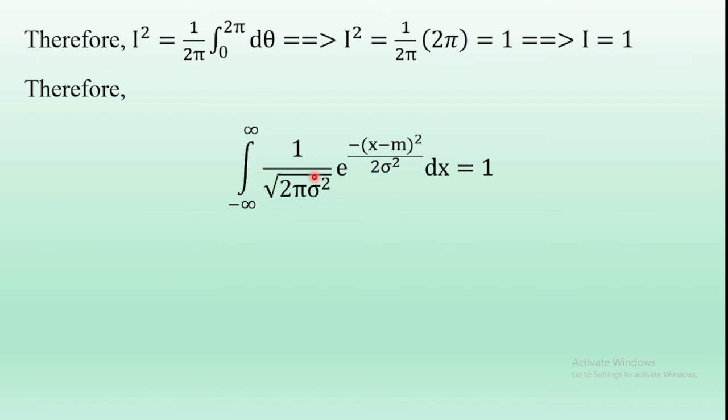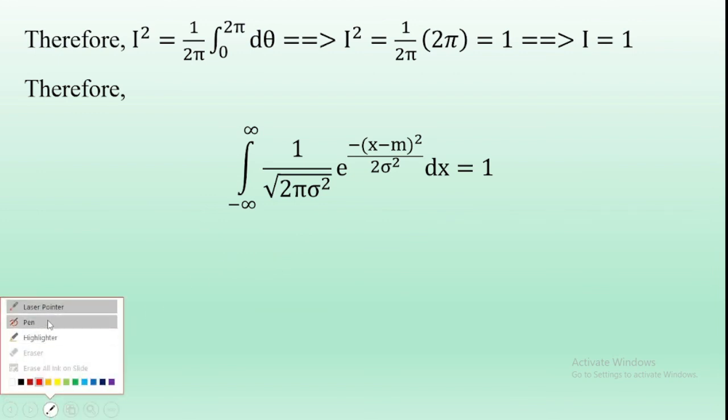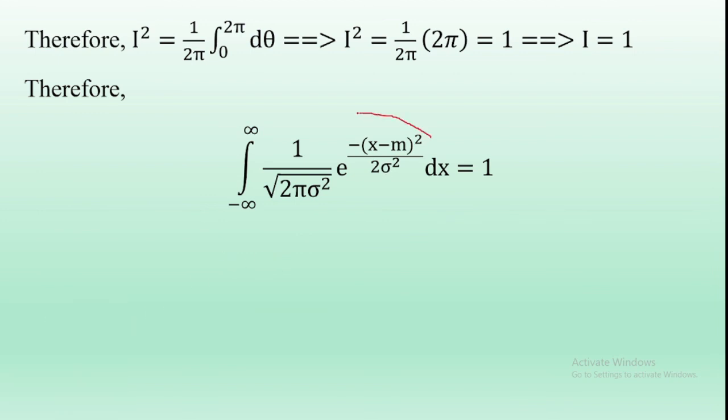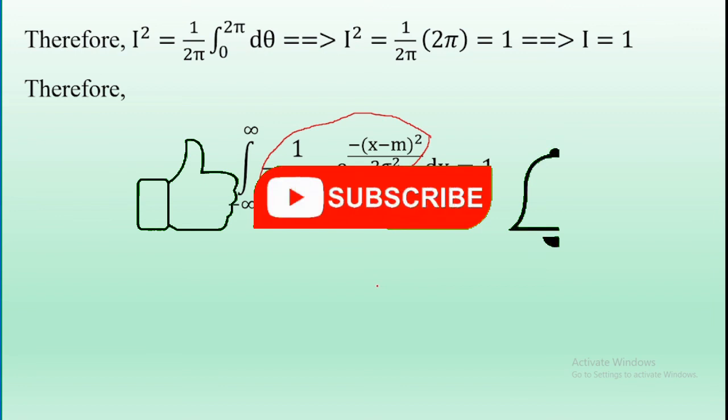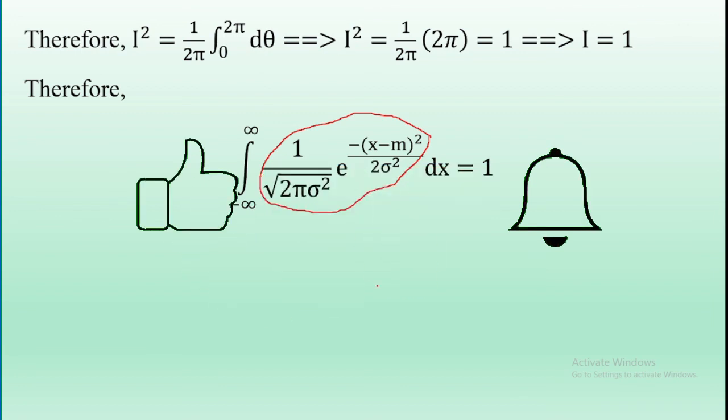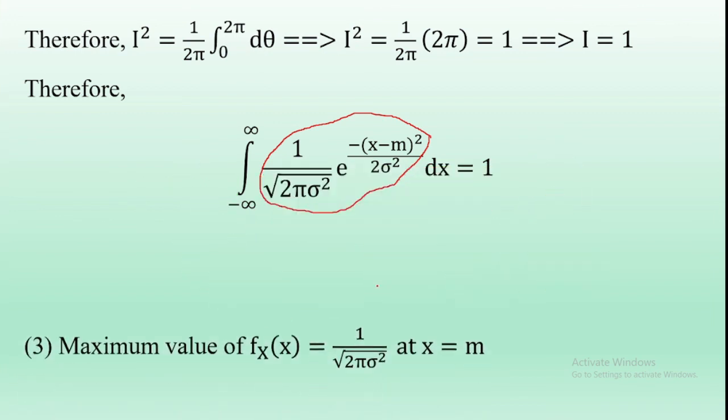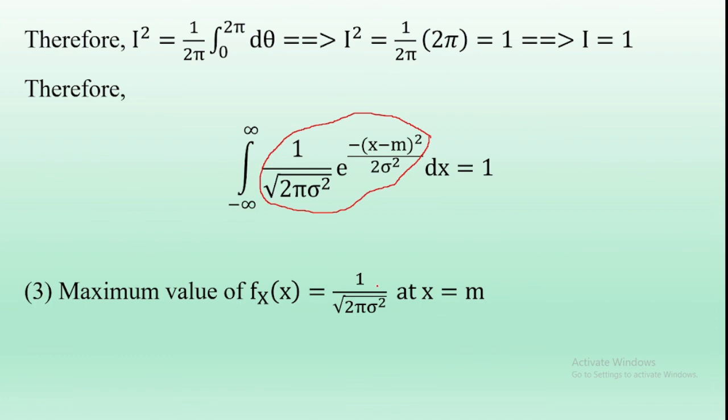Next, the third property, the maximum value of the Gaussian density function. The Gaussian density function reaches a maximum value at x is equal to m. And what is the Gaussian density expression? This is the expression of the Gaussian density. In this expression, substitute x is equal to m, we get the maximum density value at x is equal to m. That is one of the properties.